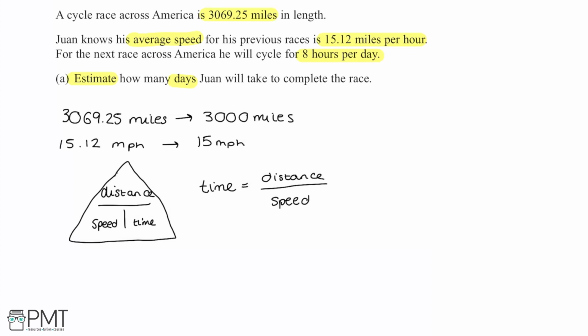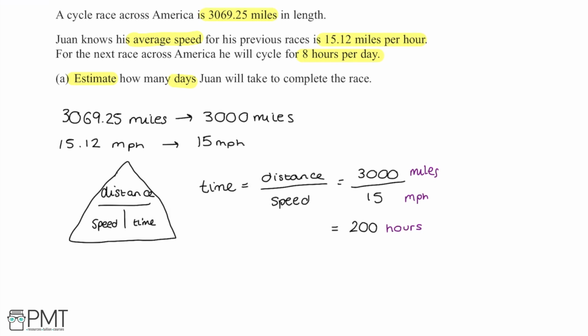So the distance that I've rounded to 3,000 miles, and then I'm dividing that by the average speed, which I've rounded to 15. And these numbers are going to work really nicely together, so we know we've chosen good estimates for these. So then I can calculate this, and it comes out as an answer of 200. And the units here, if we have miles and then miles per hour, the miles cancel out and we're basically left with 200 hours.